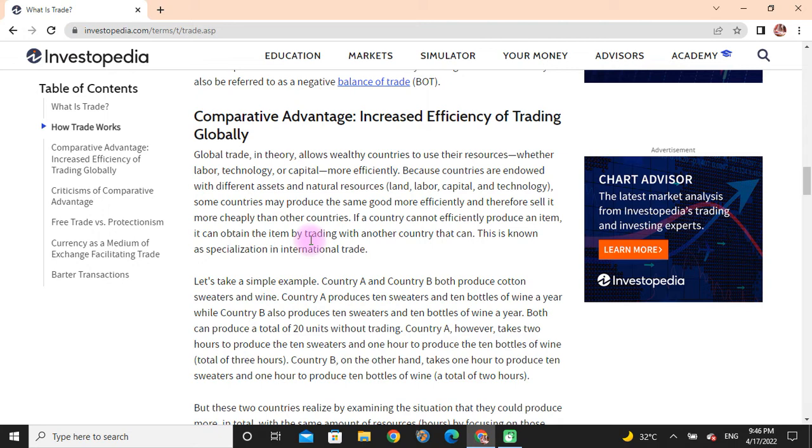Global trade in theory also allows wealthy countries to use their resources, whether labor, technology or capital, more efficiently, because countries are endowed with different assets and natural resources: land, labor, capital and technologies. Some countries may produce some goods more efficiently and therefore sell them more cheaply than other countries. If a country cannot efficiently produce an item, it can obtain the item by trading with another country that can. This is known as specialization in international trade.